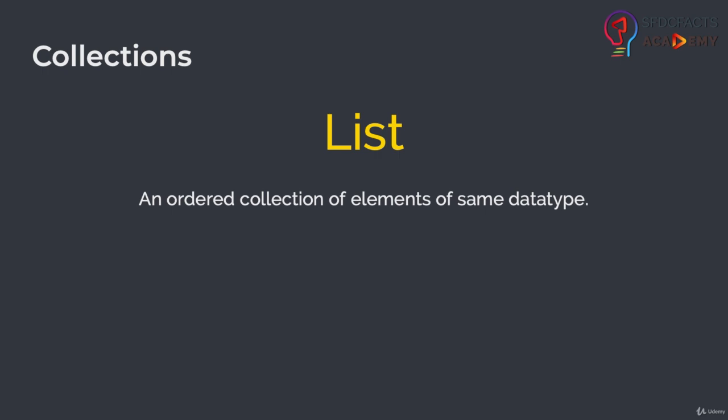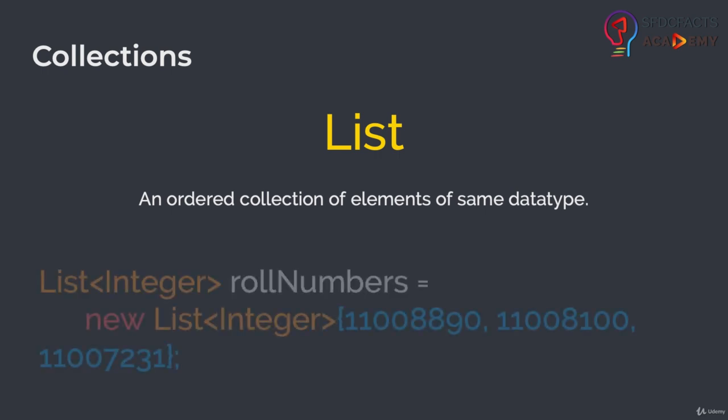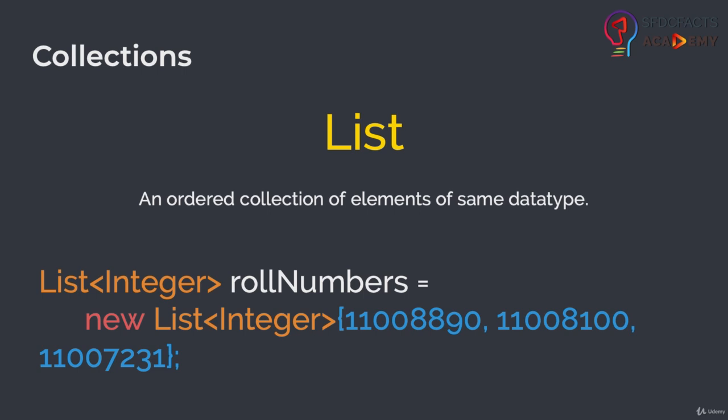So if we would have to store all three roll numbers using the list, this is how we will do it. We'll create a list of integer and we'll call it roll numbers, and then this list can have all the roll numbers that we want to store. In this statement, there are a few things new for us. The first one is these angle brackets. Why did we use these angle brackets?